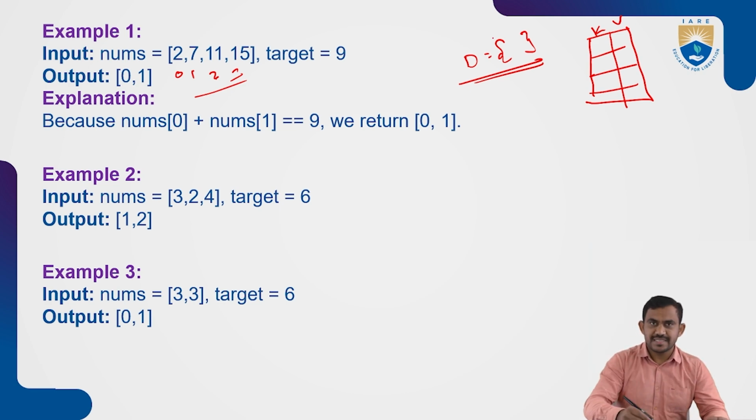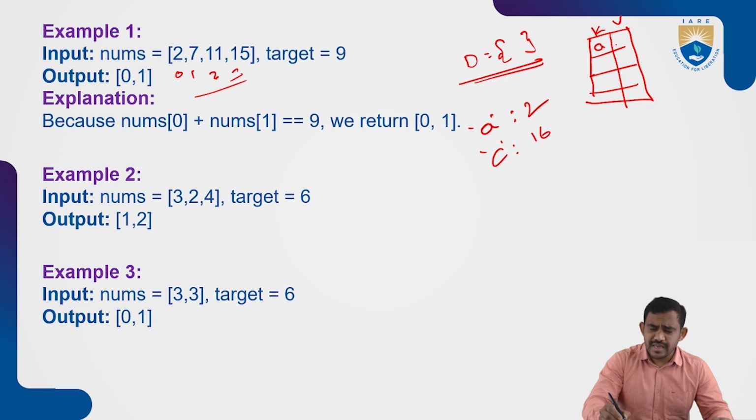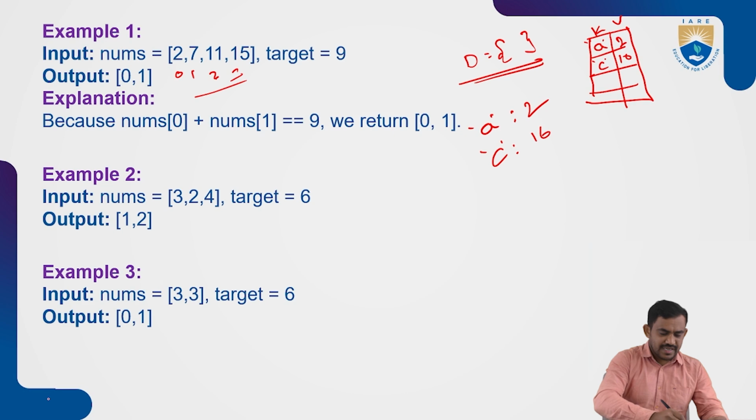In a dictionary, we can store a particular key and which value it has. Suppose A is my key, the value is 2. Suppose C is my key, the value is 16. Any numbers, no need to worry about that. So in the hash table, we can store A and 2, C and 16 like this. Then you can look up a particular key's value, depending upon your code.